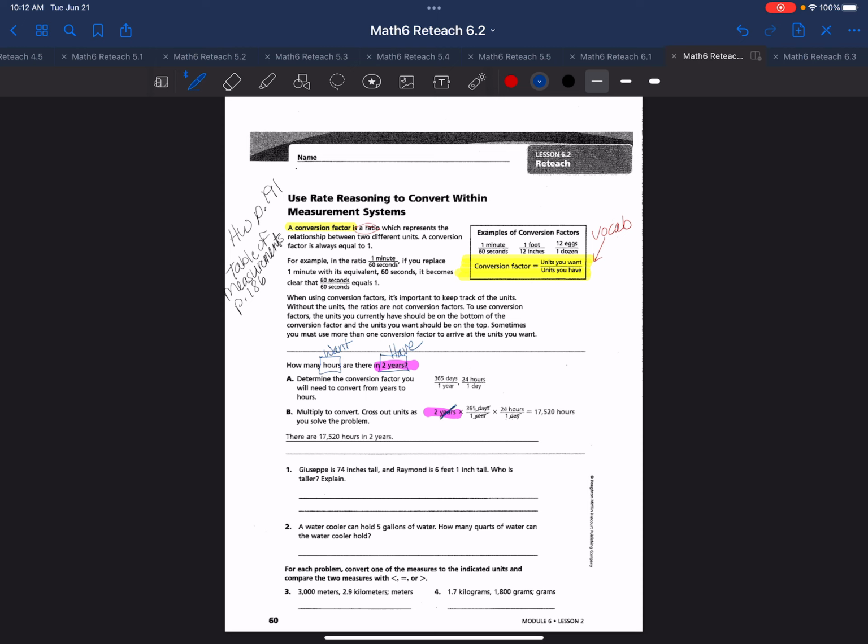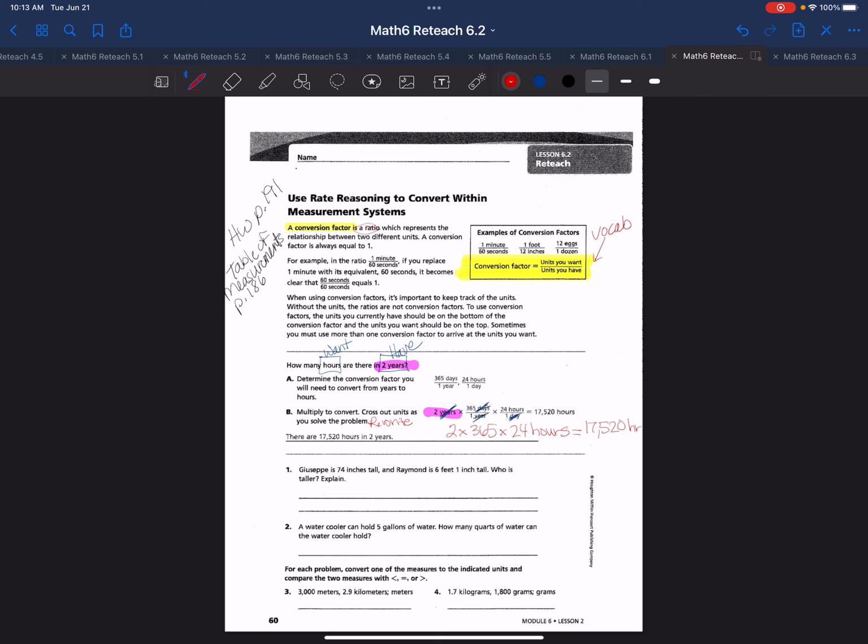We cross out the years here, and then we cross out the days. Then the next step is to rewrite your problem before you go on. So what's left? 2 times 365 times 24 hours. And if you multiply that, then you get 17,520 hours. So there are 17,520 hours in 2 years.